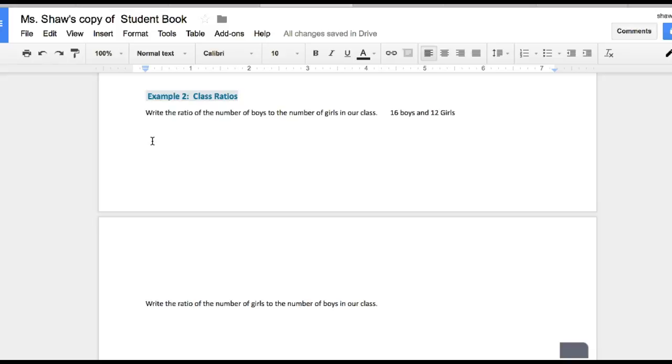Your ratio could look like 16 with a colon, and then 12, for 16 boys to 12 girls. Or you could have written 16 boys to 12 girls with the word to in the middle. As I showed you earlier, you could have written it as a fraction as well, but I'm not going to focus on that right now.